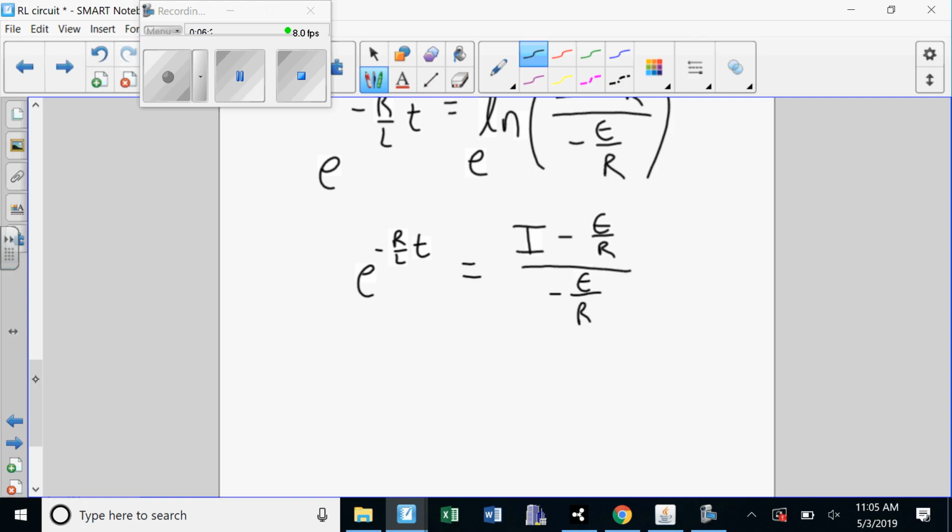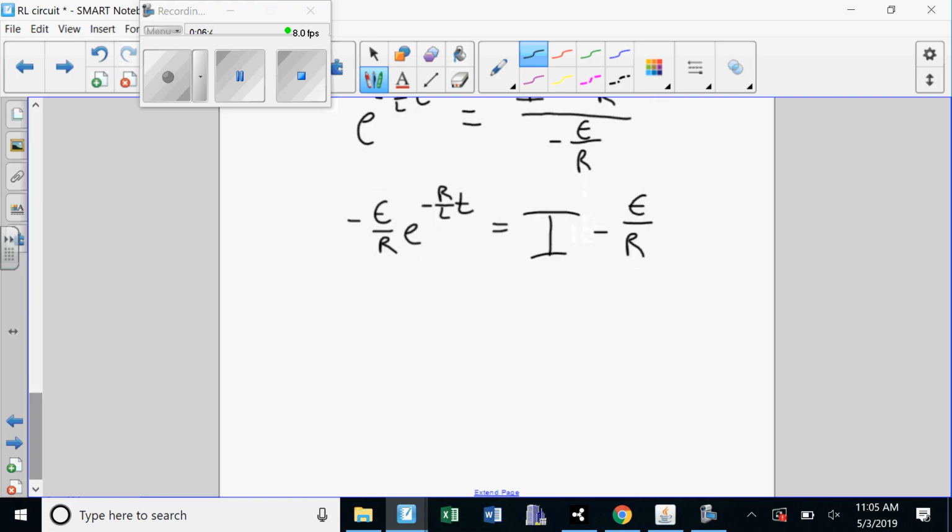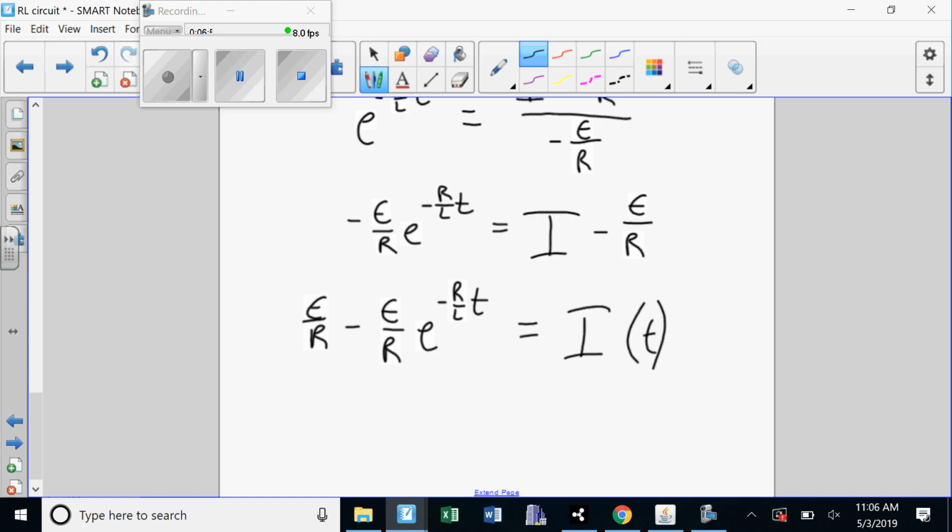So I'm going to go ahead and solve this for current. I'm going to multiply both sides by minus epsilon over R. Epsilon over R times e to the minus R over L t is equal to I minus epsilon over R. And I just need to get rid of that constant term right there, the minus epsilon over R, by adding epsilon over R to both sides. Epsilon over R minus epsilon over R e to the minus R over L t is equal to my current as a function of time. Great.